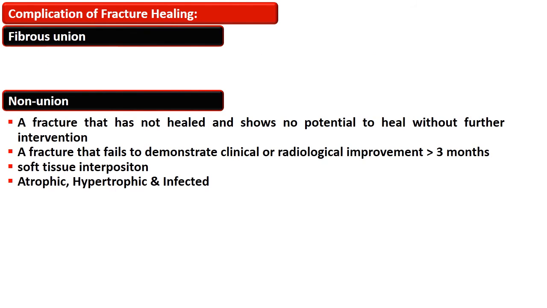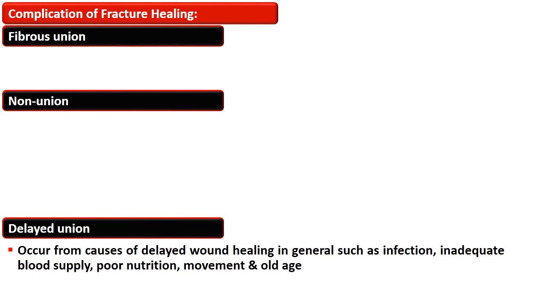Another is the non-union. A fracture that has not healed and shown no potential to heal without further intervention is termed non-union. If a fracture site fails to demonstrate clinical or radiological improvement over 3 months, it is labeled as non-union. It may result if some soft tissue is interposed between the fracture ends, and they can be labeled as atrophic, hypertrophic, or infected varieties.